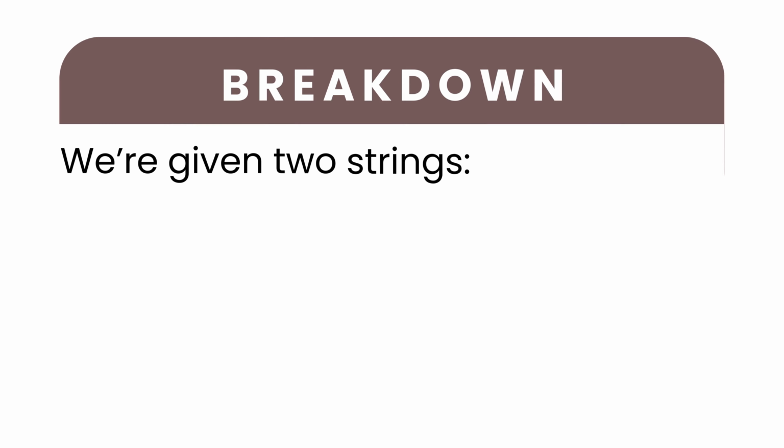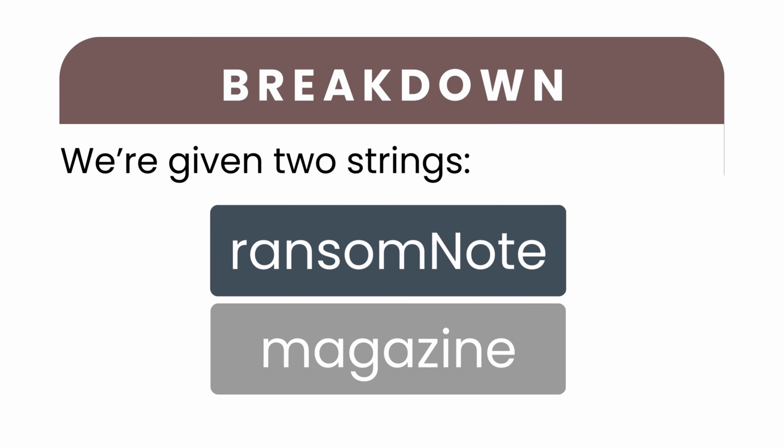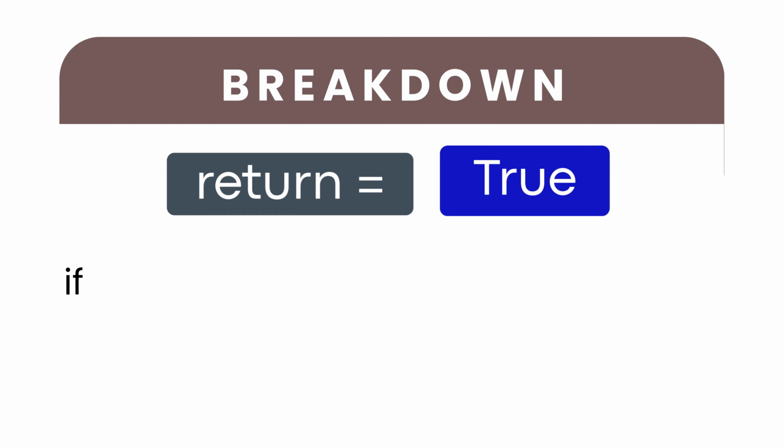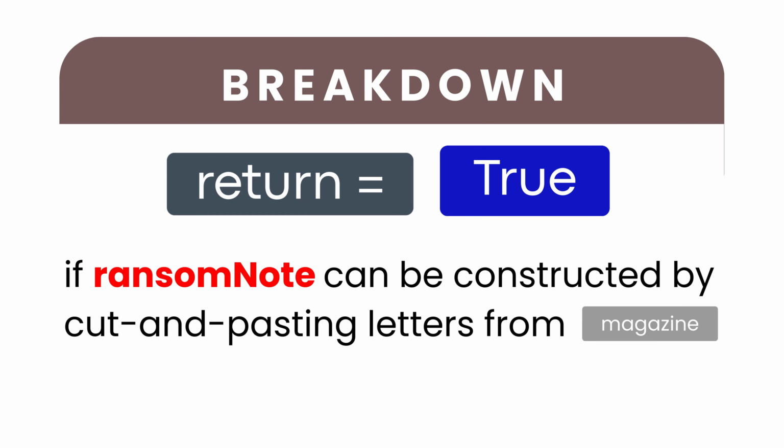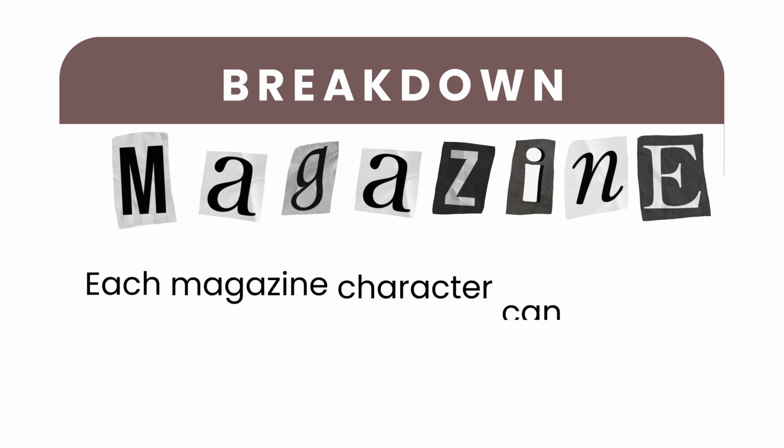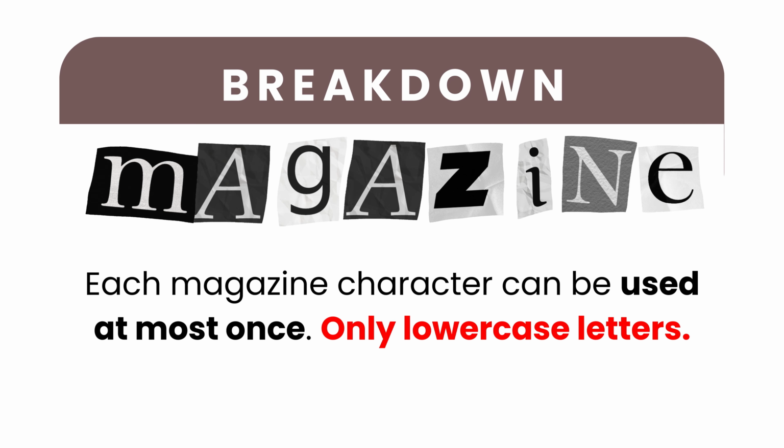Breakdown. We're given two strings, ransom note and magazine. We must return true if ransom note can be constructed by cutting and pasting letters from magazine. Each magazine character can be used at most once, only lowercase letters.